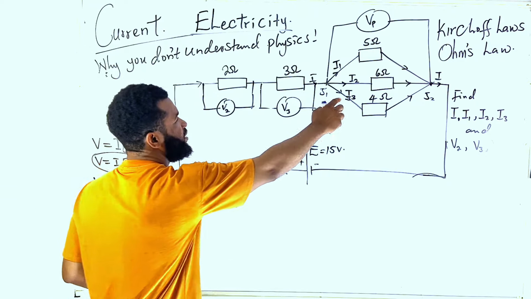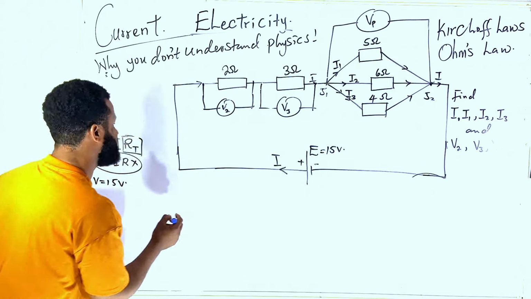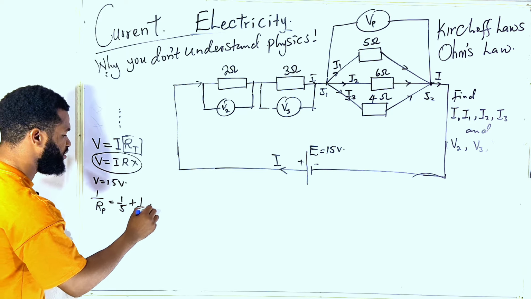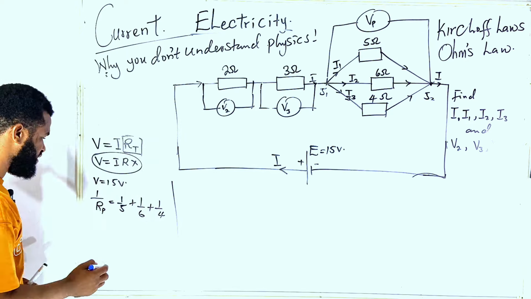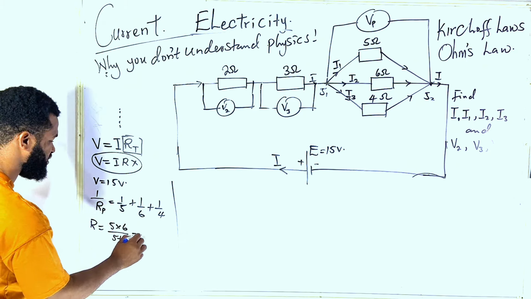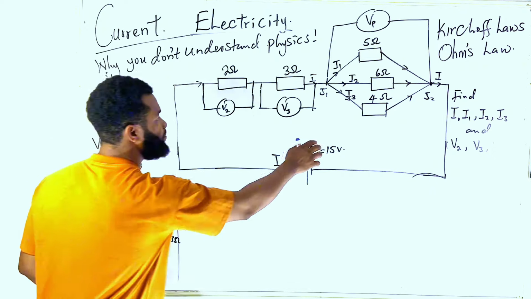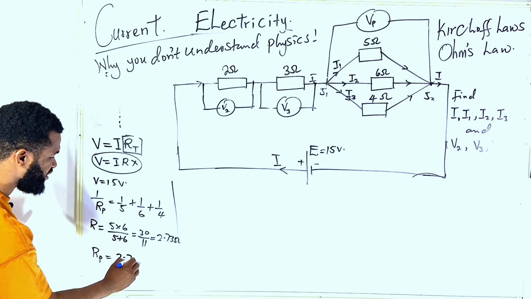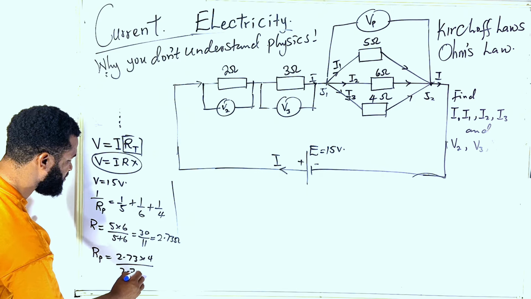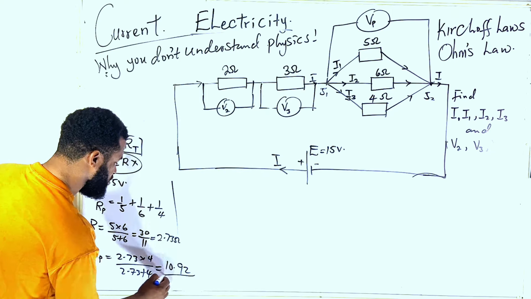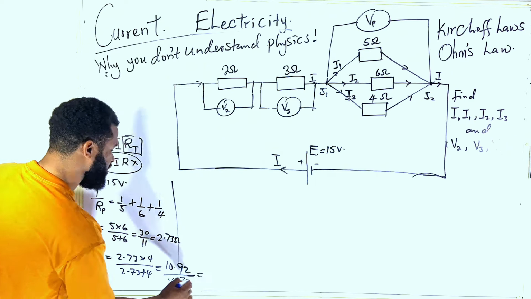All right, I'm going to start by finding this, this and this, which says that 1 over R through the parallel is given as 1 over 5 plus 1 over 6 plus 1 over 4. But I'm going to use a small trick to get it. R is going to be 5 times 6 all over 5 plus 6, which is 30 over 11, and 30 over 11 gives me 2.73 ohms. But that's not enough. I still have 4 to deal with. So the resistance through the parallel is going to be 2.73 times 4 all over 2.73 plus 4. If you do this very well, 2.73 times 4 gives you 10.92, all over 4.73.